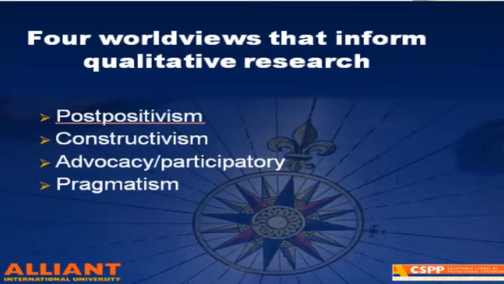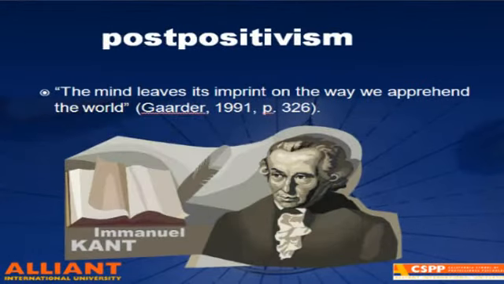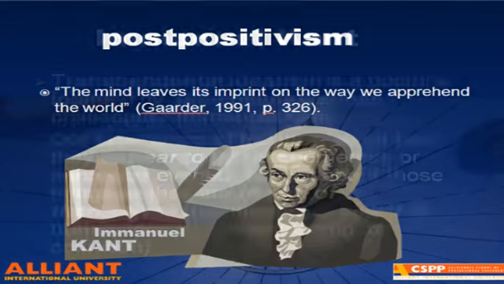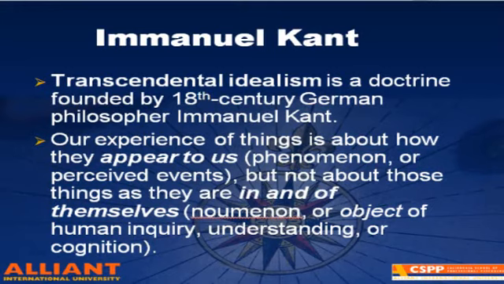Okay, so four worldviews that inform qualitative research. Post-positivism. Immanuel Kant is a German philosopher from the 18th century. Transcendental idealism is a doctrine. And remember, like we talked about, nothing new is under the sun. A lot of these philosophies that we ourselves hold, the kinds of ideas that we should be bracketing during our qualitative research process, could be coming from these philosophers.